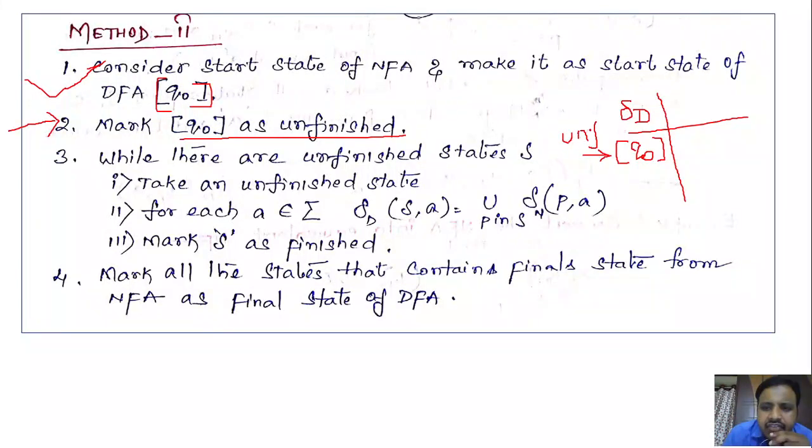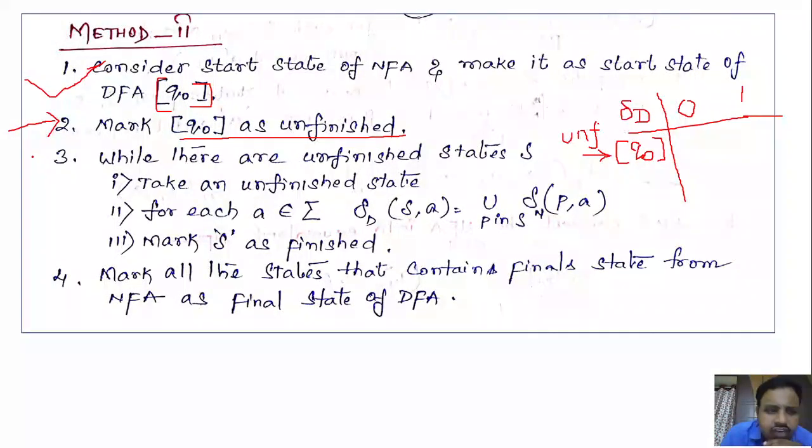So what does unfinished mean? This state is unfinished because we have not specified the transitions in the transition table. We haven't specified any transitions from Q naught on 0 and 1. That's why it is unfinished.